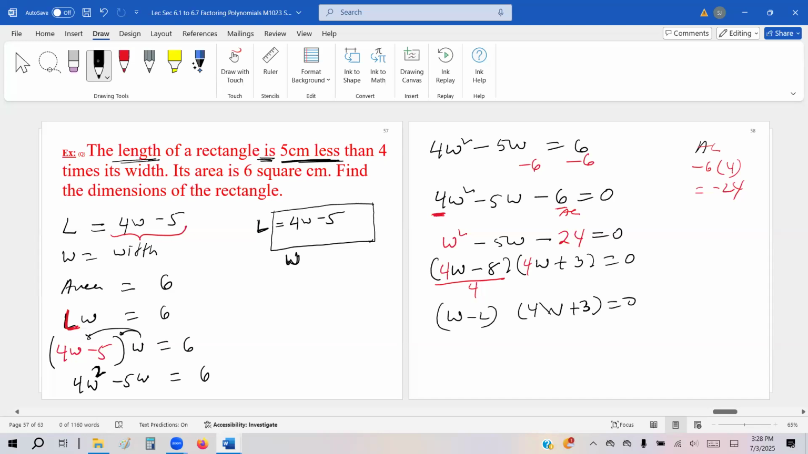Okay. And then we take W minus 2 equals 0, 4W plus 3 equals 0. That tells us what is W? 2. And here, what is W? Negative 3/4. Do you accept both of them? Is there anything wrong with any of the W's?